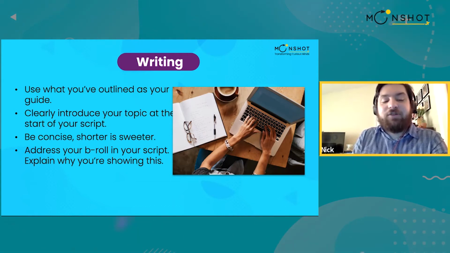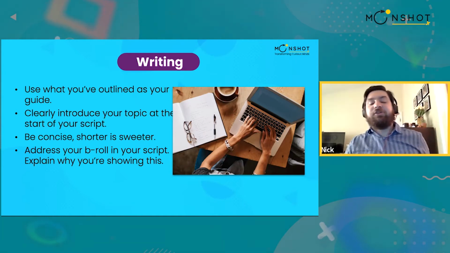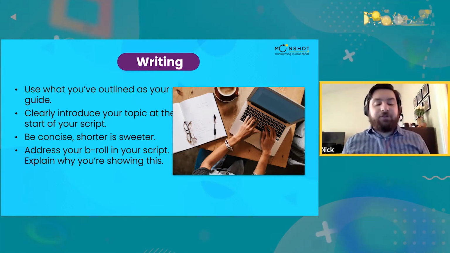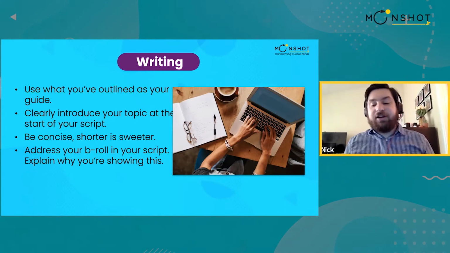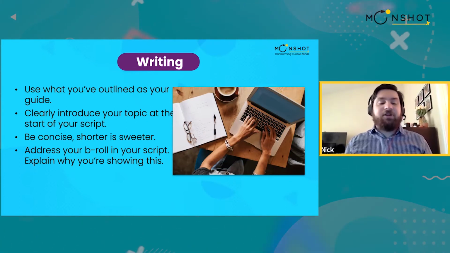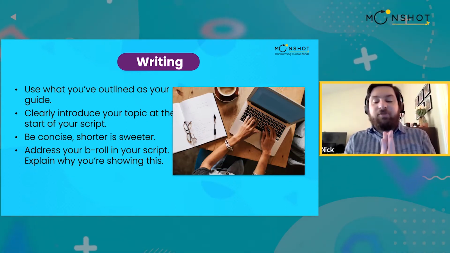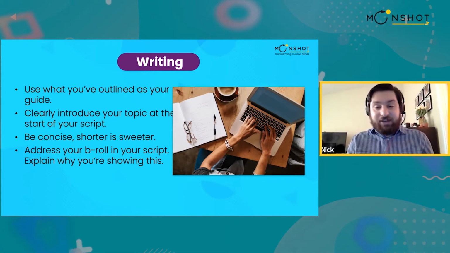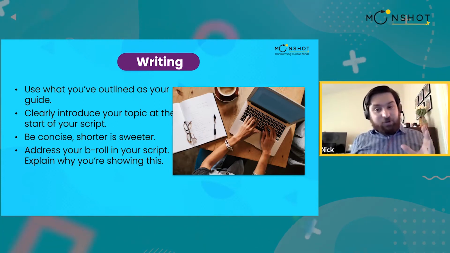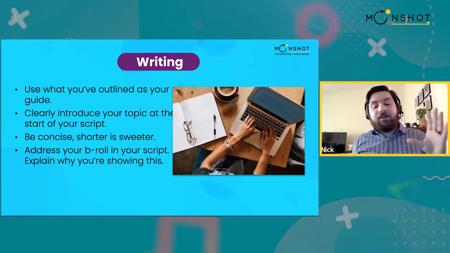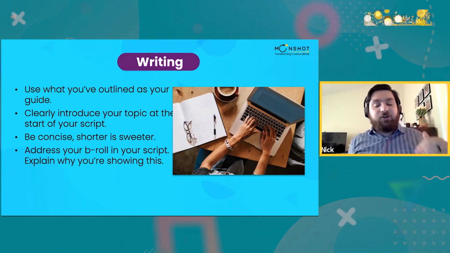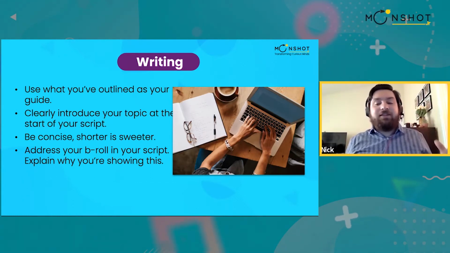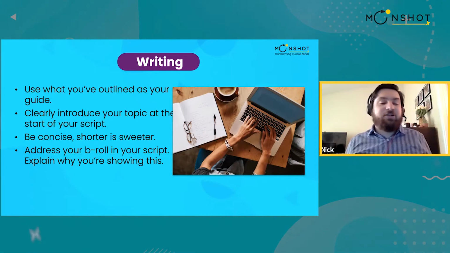And then this is something specifically for video writing: you want to address your B-roll in your script and explain why you're showing it. Just to clarify, because I know some people weren't here last week, what we talked about was that there are two main types of video in a project when you're shooting something. You have A-roll, which is the main skeleton footage, the thing that you absolutely need to build the rest of the video out on.